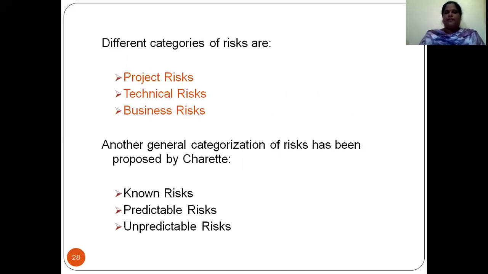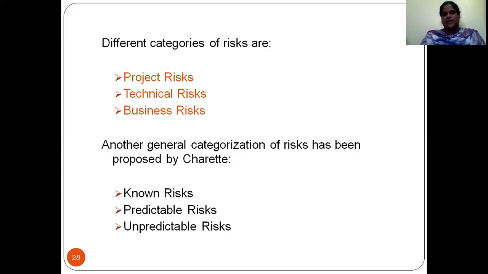Now, you have different categories of risk here. First one is project risk, technical risk, and business risk. Another general categorization of the risk is known risk, predictable risk, unpredictable risk. So project risks are the risks which will come when we are doing the project, and technical risk covers the technical issues. Business risk comes under management or in cost and price. This all comes under the business risk.